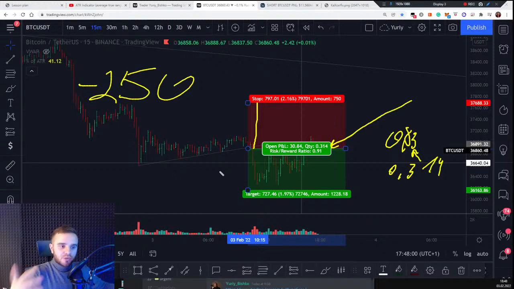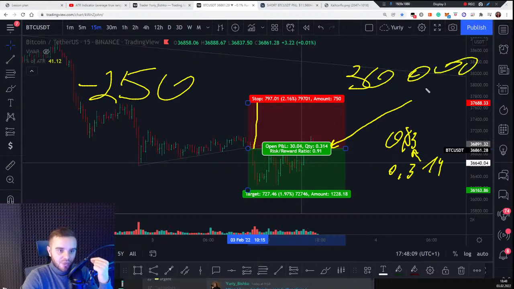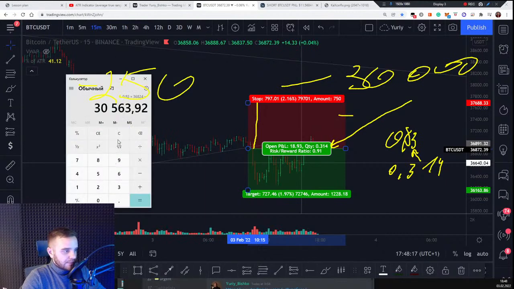That's how proper risk reward works. But in the first case, when our stop loss is small, our position size is 30,000. In the second case, with 0.31, let me calculate, 0.31 multiplied by 37,000. It is 11,000 position size, and still risk the same.